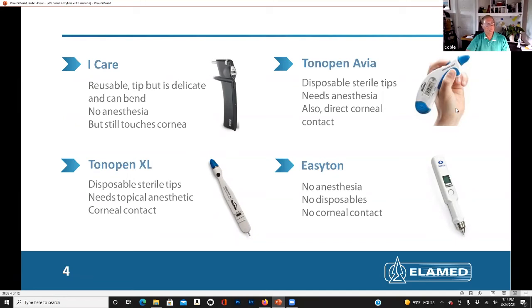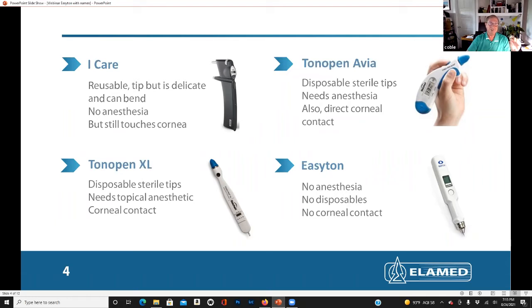The iCare is an interesting instrument. It has a reusable tip. It's a little bit delicate with that tip, and it can bend. You don't have to use any sterile tips, but you can clean it and use disinfectant on it, so it works real well. You don't need any anesthesia, so that is good. So you don't have to worry about any problems with the anesthesia, or people having problems with it.